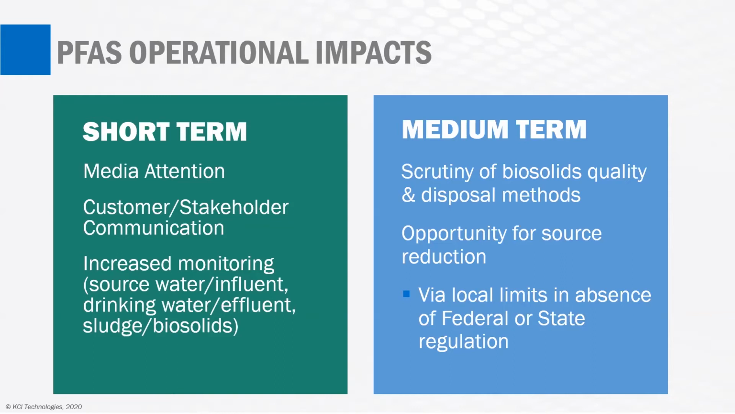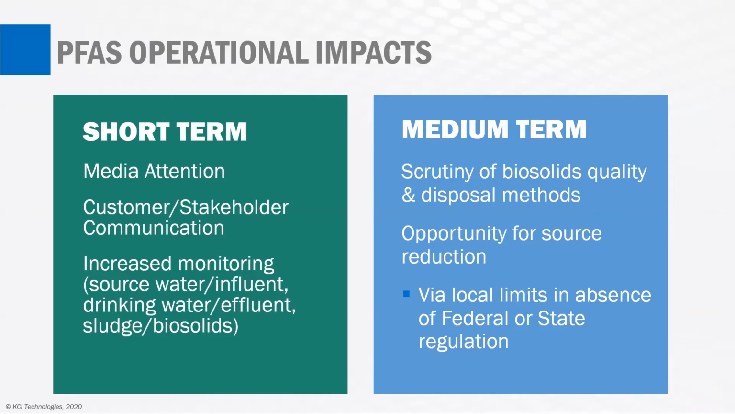So in the short term, media attention is probably going to be the first issue. If you watch this issue in the news, you will have seen that almost a day doesn't go by where somebody isn't publishing an article about PFAS somewhere across the country. And so media attention is going to be one of the short-term impacts. Once that media attention becomes focused on a particular utility or in a particular area, then there's going to be necessity for additional customer and stakeholder communications. And we'll talk about that at much more length towards the end of the presentation.